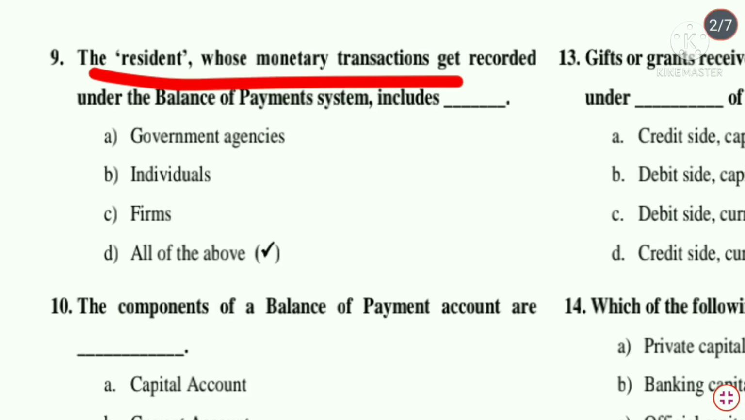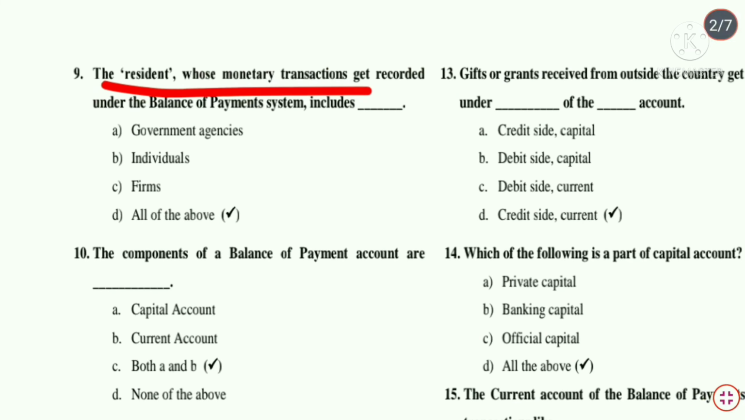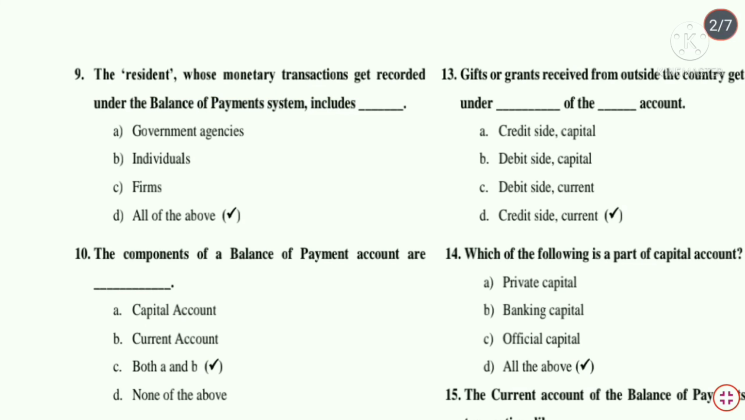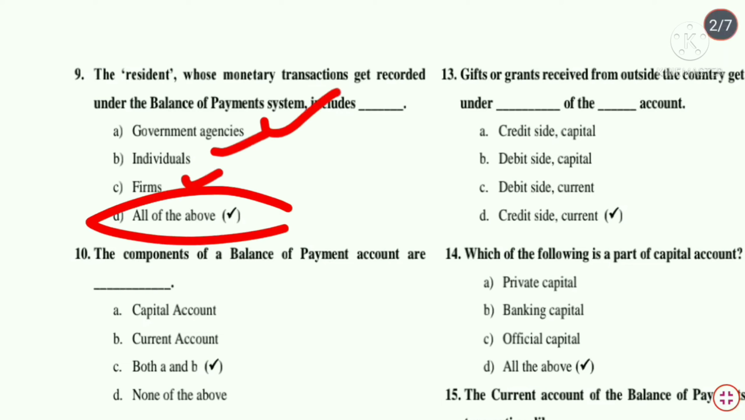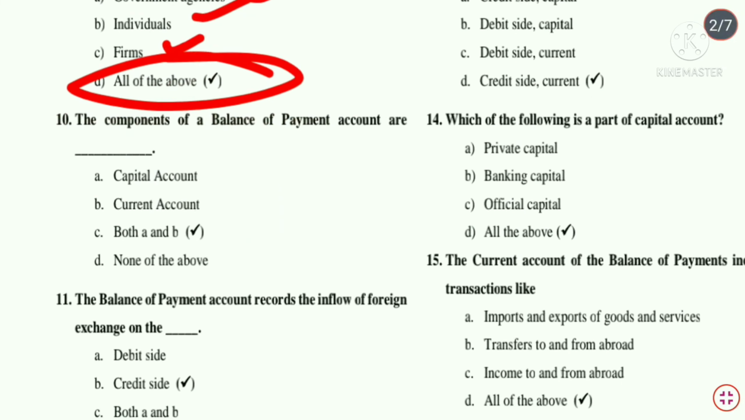द रेसिडेंट्स हुज मॉनेटरी ट्रांजैक्शंस गेट रिकॉर्डेड अंडर द बैलेंस ऑफ पेमेंट सिस्टम, उसमें क्या आता है, इसके ऑप्शंस जो है गवर्नमेंट एजेंसीज, इंडिविजुअल्स, फर्म्स, all of the above. Option D is the correct answer.